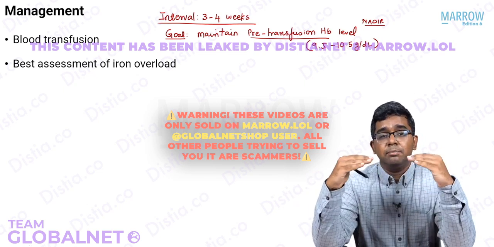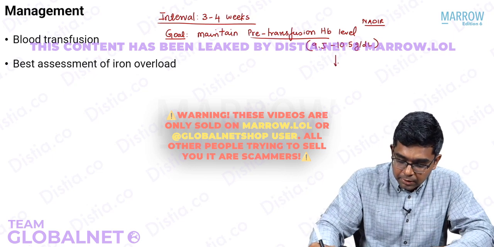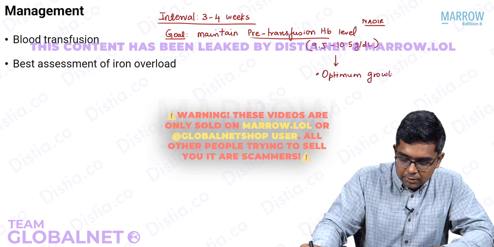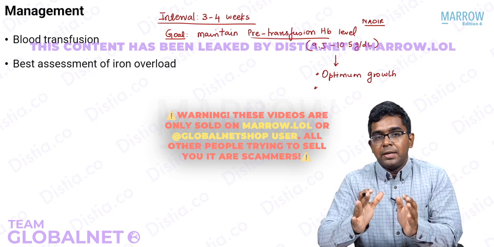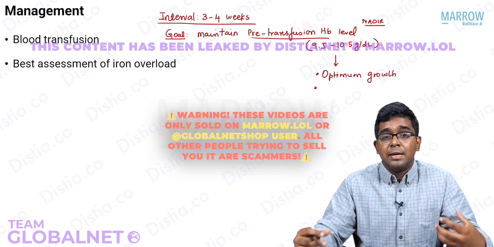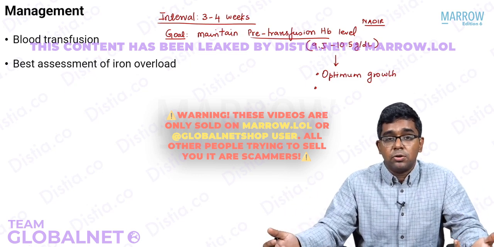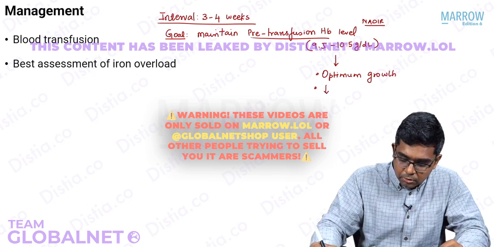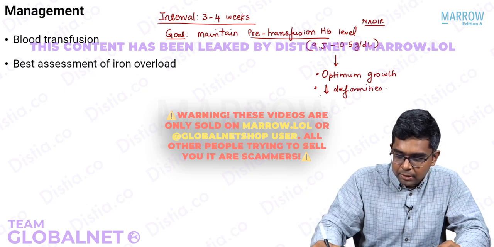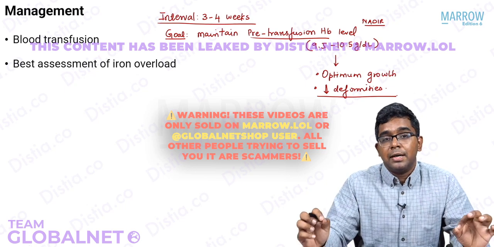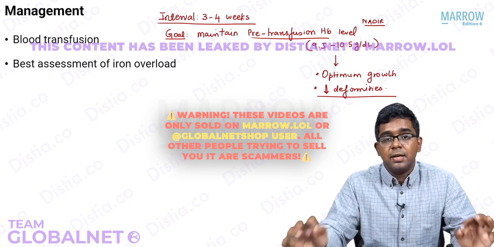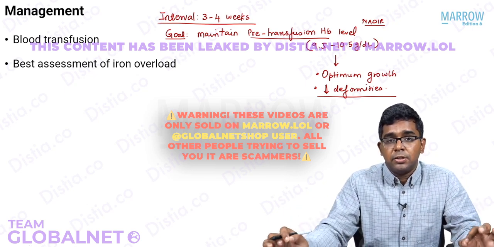Why is this cutoff of 9.5 to 10.5 taken? This is because it will ensure optimum growth of the child. Very important. One is optimum growth of the child. Second is that if you maintain a sufficient amount of hemoglobin, extramedullary hematopoiesis will not occur. Or in other words, abnormal facial appearances or deformities will not occur. So it will decrease the occurrence or the severity of deformities in the child. These are the two main advantages if you maintain the hemoglobin at a stable level of 9.5 to 10.5 grams per deciliter. And to maintain this, we are giving regular blood transfusion every 3 to 4 weeks.